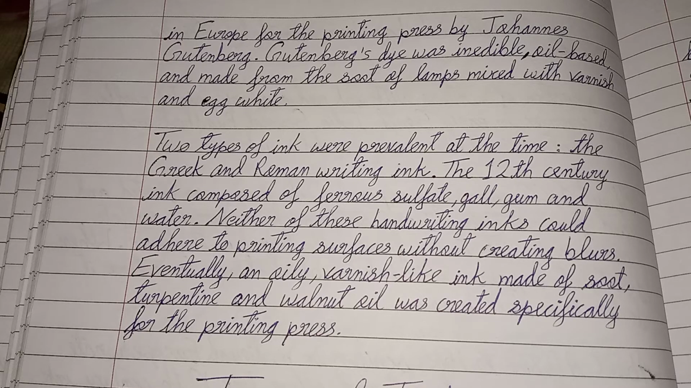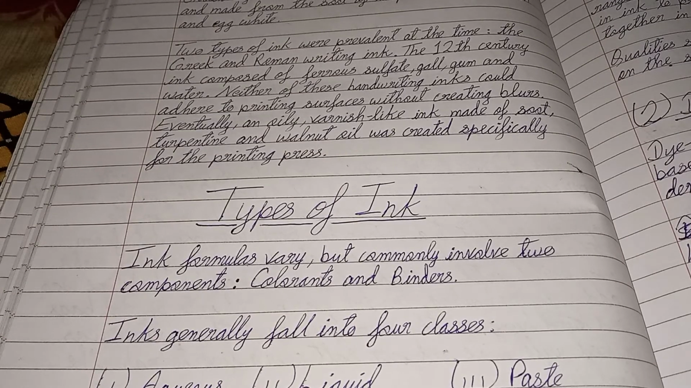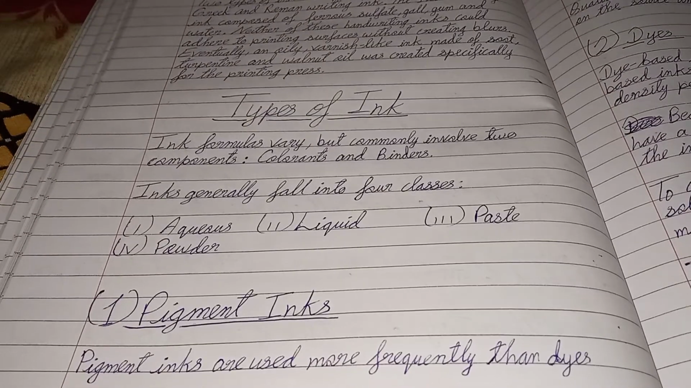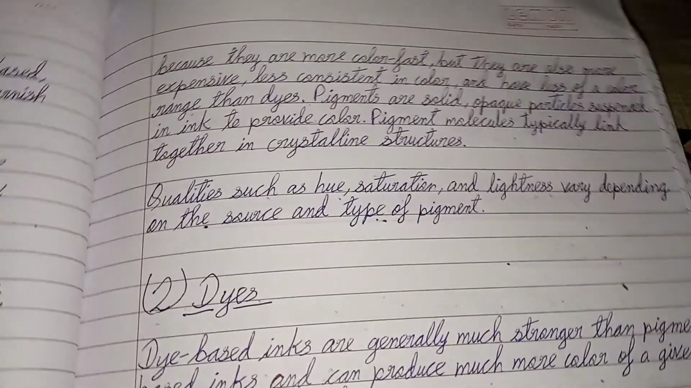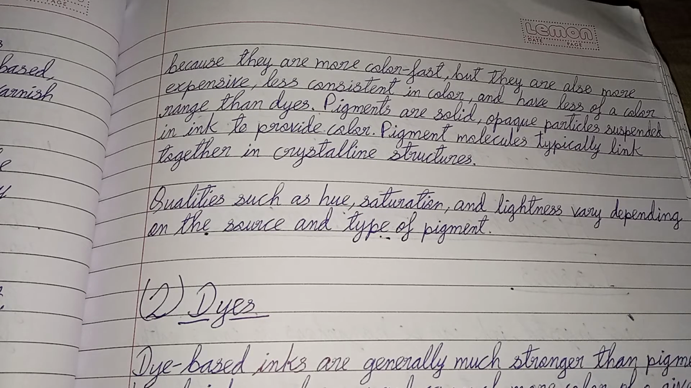Now let's learn what are the different types of ink. Ink formulas vary but commonly involve two components, colorants and binders. Inks generally fall into four categories: aqueous, liquid, paste, and powder. Now, pigment inks are used more frequently than dyes because they are more color fast, but they are also more expensive, less consistent in color, and have less of a color range than dyes.